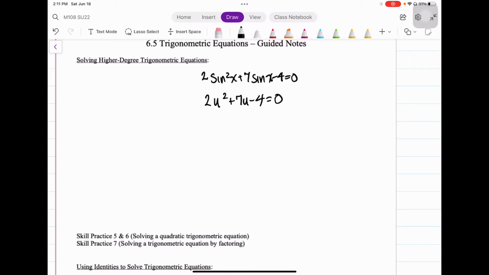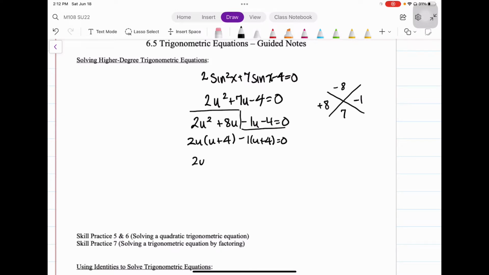So if I was to factor this, I would multiply the 2 times the negative 4 to get negative 8 and write the 7 in the bottom. And I think about what multiplies to negative 8 that adds to 7. That's going to be a negative 1 and a positive 8. And then I'd factor by grouping, plus 8u minus 1u minus 4 equals 0. And then I have 2u minus 1 times u plus 4.